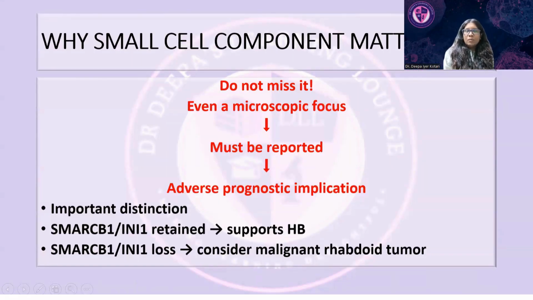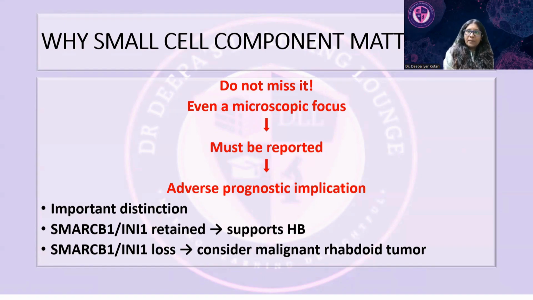So this is one of the most practical take-home messages for a surgical pathologist while examining a hepatoblastoma. Do not simply say embryonal pattern and move on. Actively look at all the sections and search for the small cell undifferentiated component. Even a very small focus should be documented because it has a very clear prognostic significance. And also it has an important molecular distinction from the malignant rhabdoid tumor.